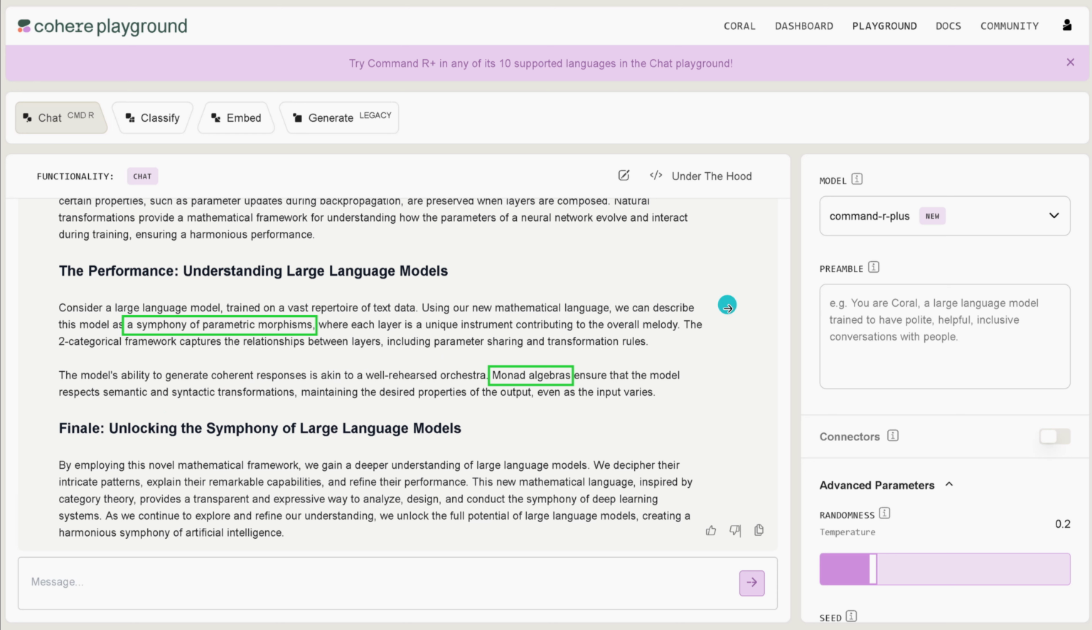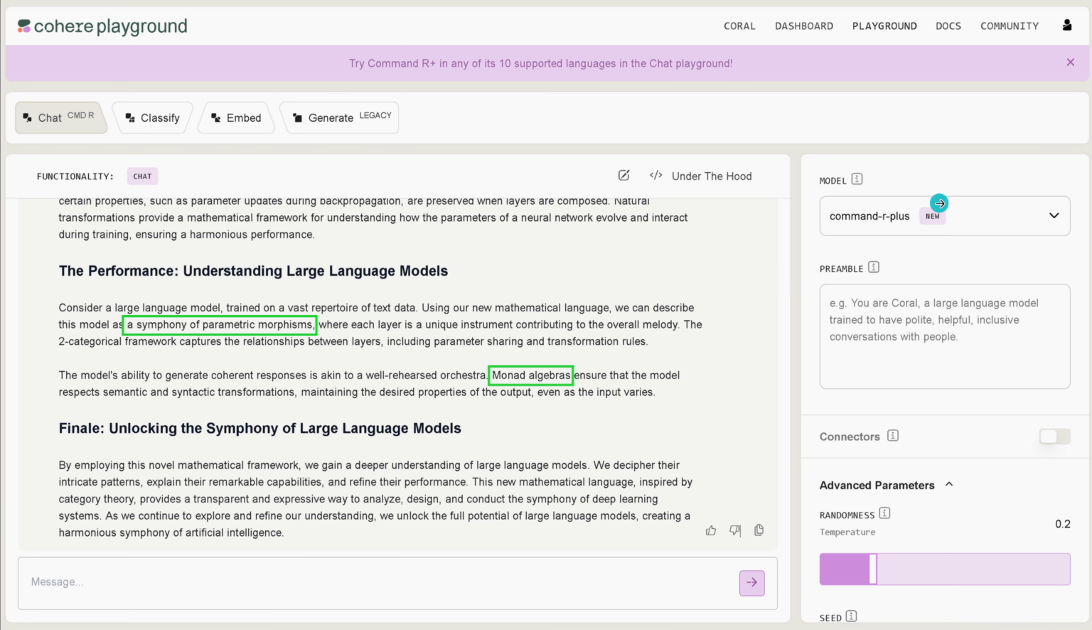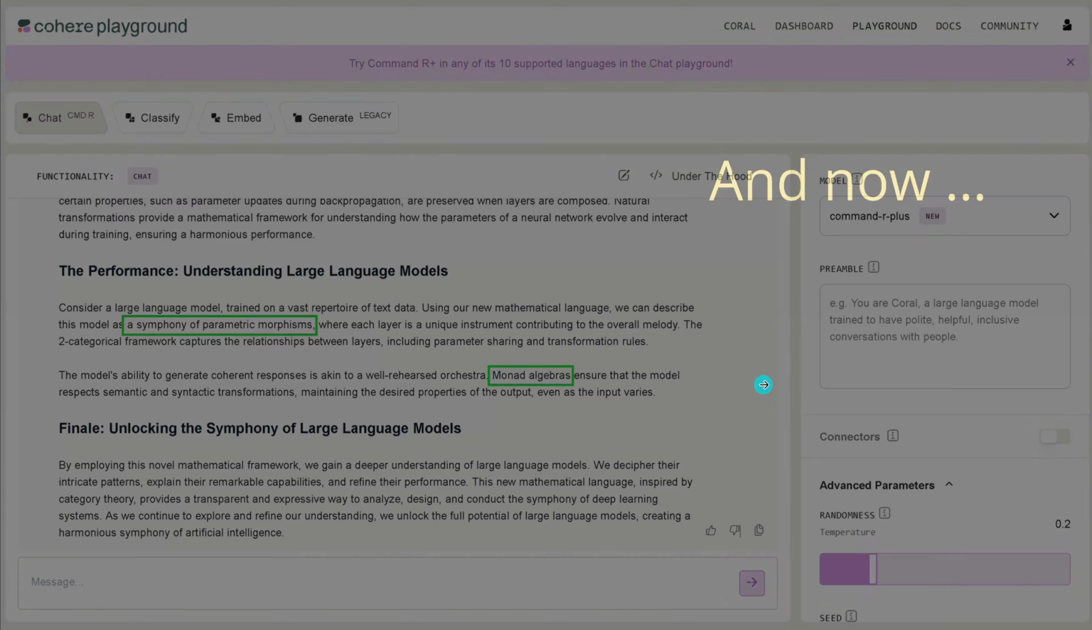I kind of like the idea that an LLM, like here R-plus from Cohere, is able to follow my ideas, to ingest my mathematical data, and come up with this analogy of a symphony. It's kind of nice that you can personalize the output of an LLM to fit your personal needs, to better understand it, to get a faster access to new topics.